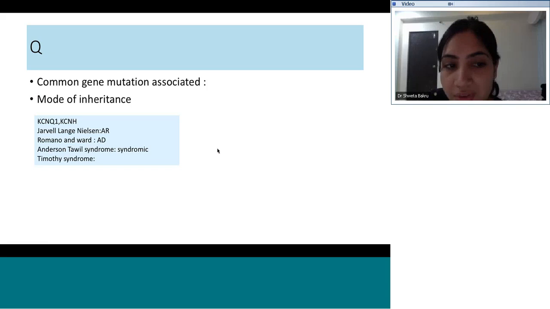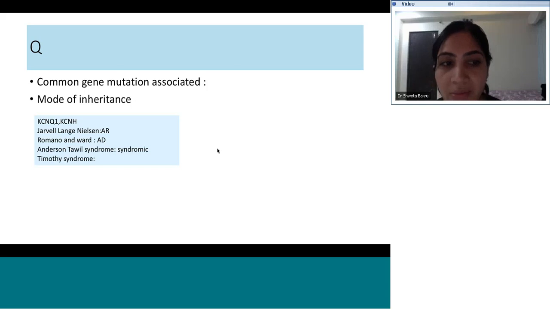So both autosomal dominant and autosomal recessive forms are known. KCNQ1 is the commonest genetic mutation, and autosomal recessive is Jervell and Lange-Nielsen syndrome. It is a very severe form, and Romano-Ward is autosomal dominant. And there are two other syndromic associations with long QTc, that is Anderson-Tawil syndrome. All these patients will be syndromic. They have facial syndromic features, and they have extracardiac manifestations as well.